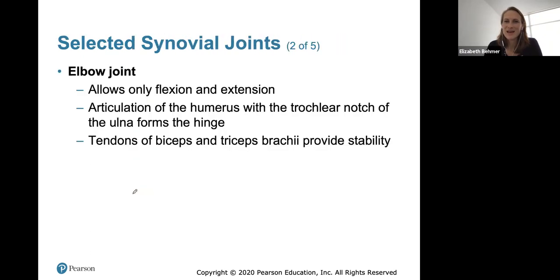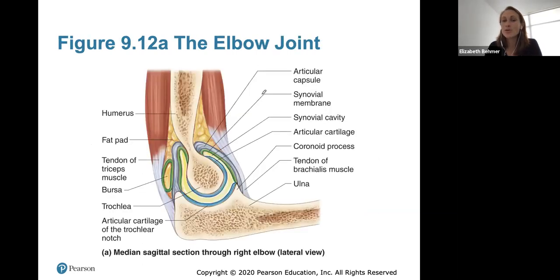All right. The elbow joint is a type of synovial joint. It allows for flexion and extension. It's a hinge joint. So there is your elbow joint.